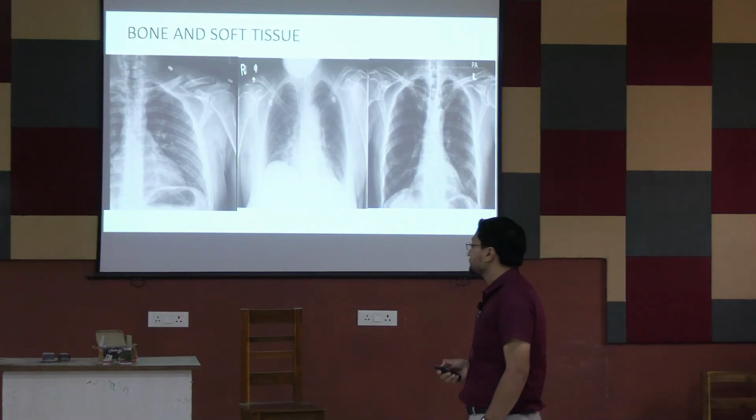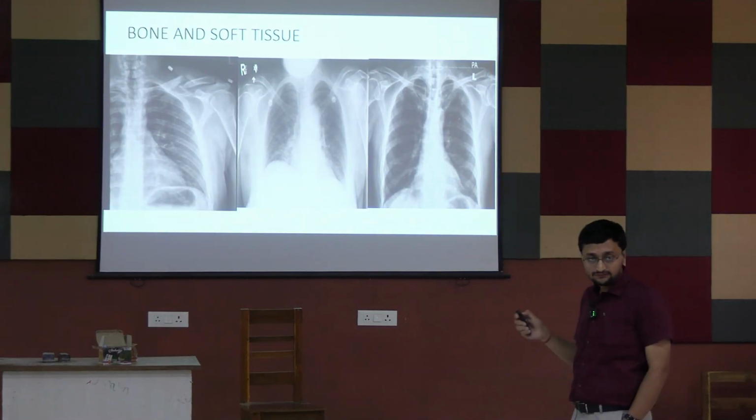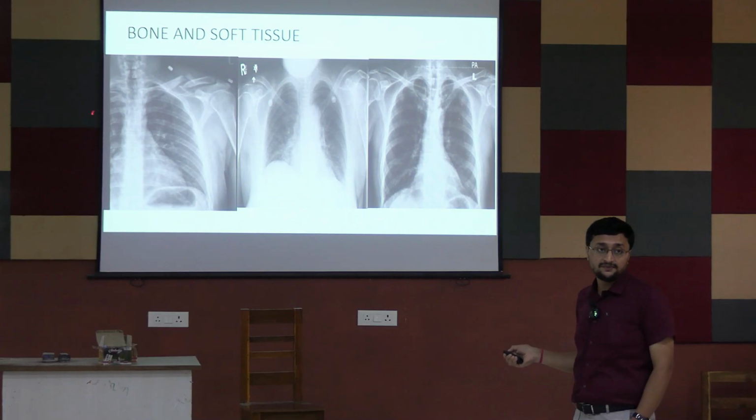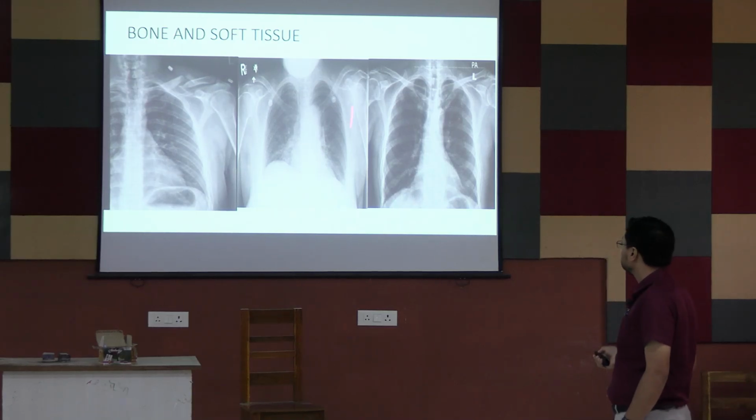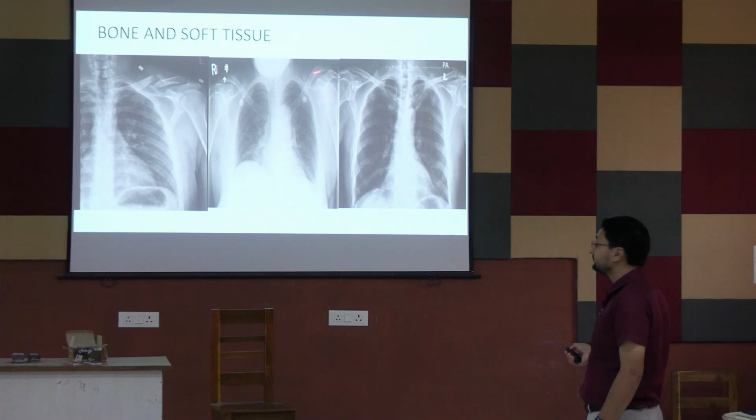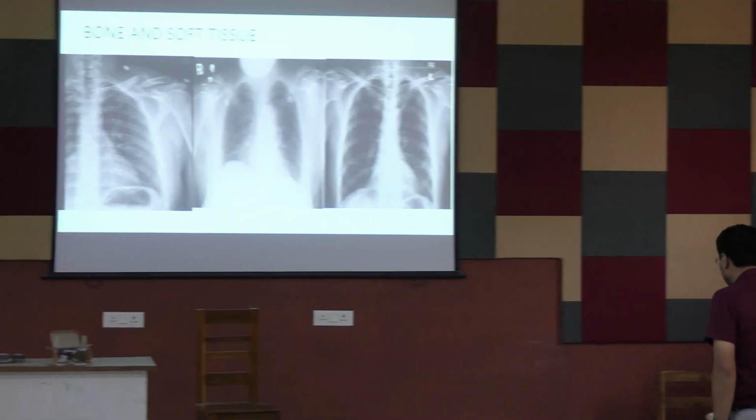Next, bone and soft tissue. Any abnormality in the first X-ray? Yes, a clavicle fracture is there. The lateral end of the clavicle is displaced. This one, shoulder joint displacement. It is visible now, probably.